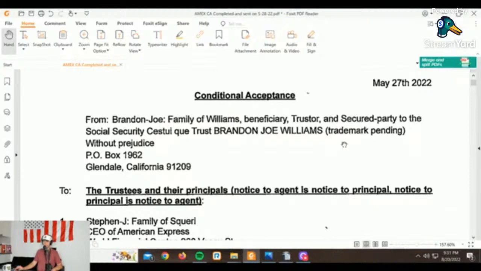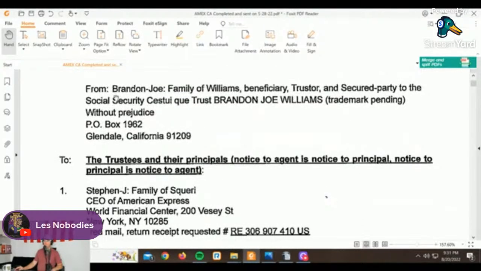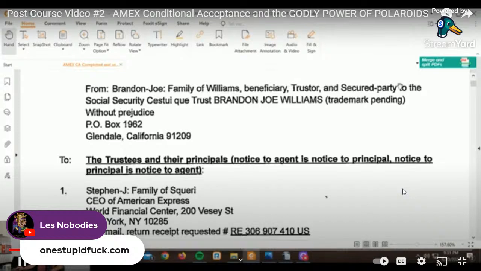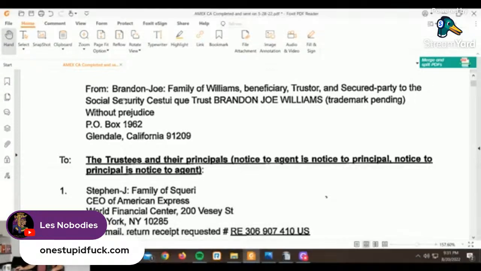This was written on May 27th, 2022, conditional acceptance, okay, from Brandon-Joe, family of Williams, beneficiary, trustor, and secured party to the Social Security Cesta K Trust, all capital letters, Brandon Joe Williams, trademark pending, okay? So what that means is that I've already trademarked my all caps name. And I'm working on getting that process.